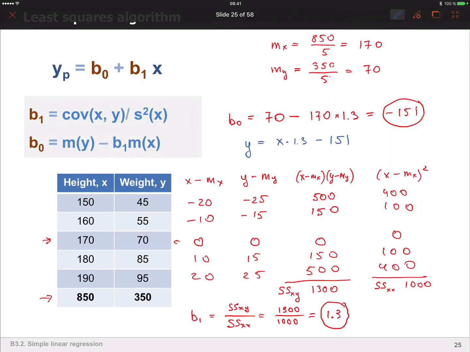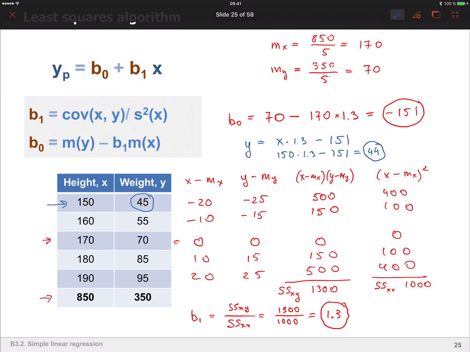Okay. Now let's see how the model works. For example, let's do it for 150. So 150 times 1.3 minus 151. This will give us 44. So you can see that you've got 44 as a predicted value, but the real value is 45, right? So we have an error in this case. The predicted value is smaller by 1 kilogram than the real one. But you can see that the model is quite good. The error is quite small, right?